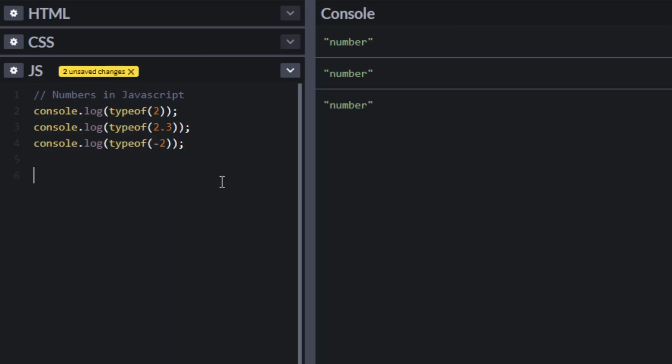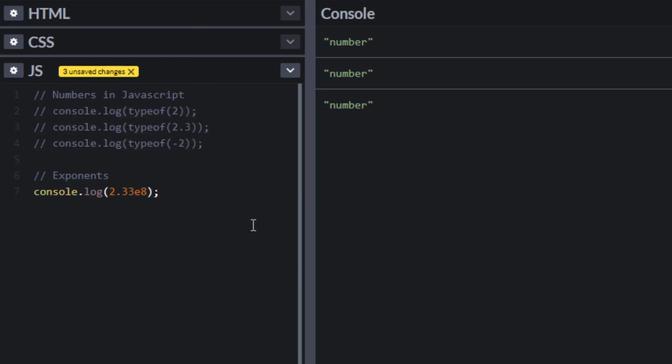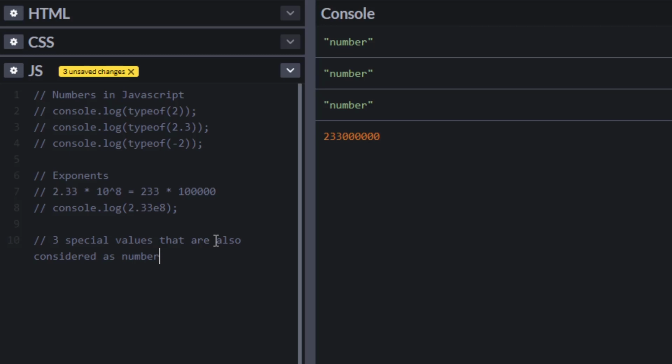You can also define exponents in JavaScript. Here, all you have to do is write E, 2.33E8. Let me comment this out and show you. If you don't know exponents, this means 2.33 times 10 raised to the power 8, which means 233 times 100,000, which is here. Okay. Now in JavaScript, there are three special values that are also considered numbers.